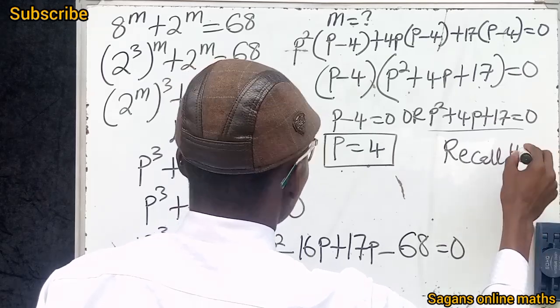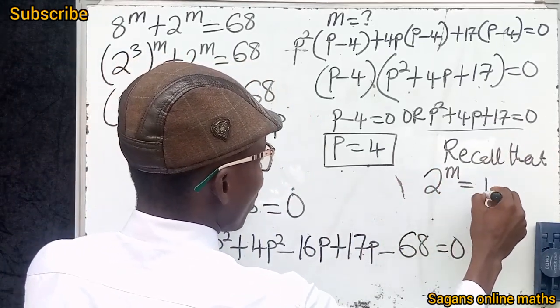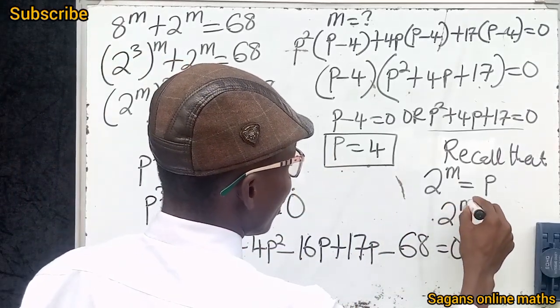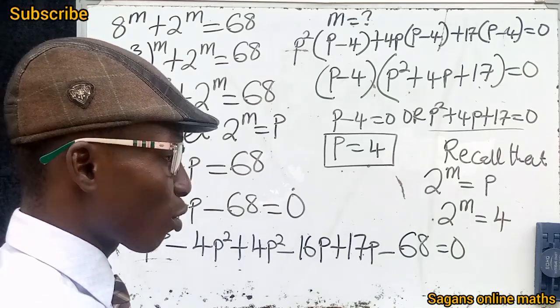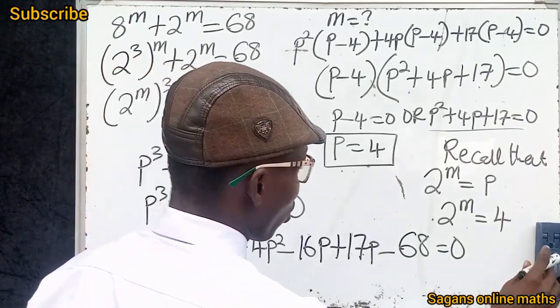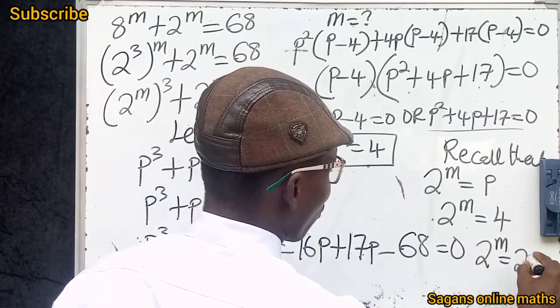Recall that from here, 2 raised to the power of m is equal to p. But we see that p is 4, right? So that means 2 raised to the power of m is equal to 4. And again, let's put 4 in index form so that we can equate the powers since the bases will be the same. That means this now becomes 2 raised to the power of m is equal to 2 raised to the power of 2.